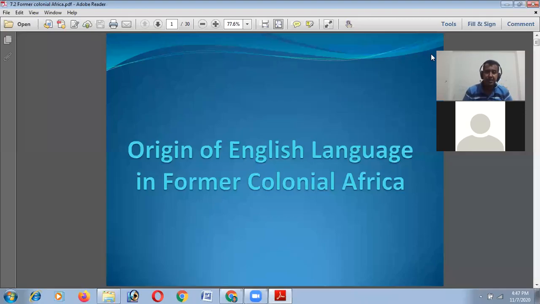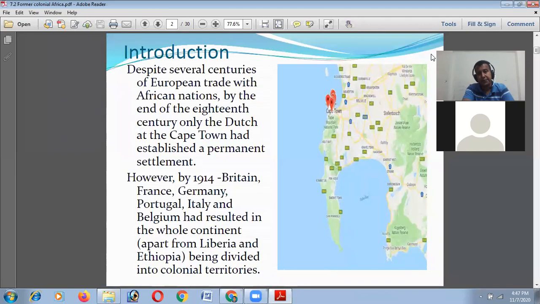The origin of the English language in former colonial Africa. You see, despite several centuries of European trade with African nations, by the end of the 18th century, only the Dutch at Cape Town had established a permanent settlement.